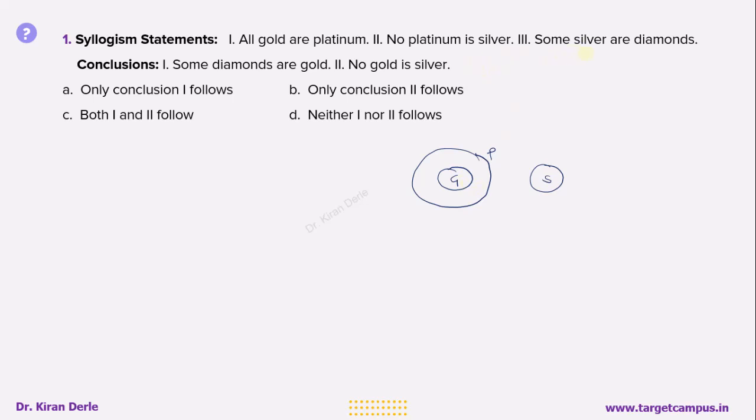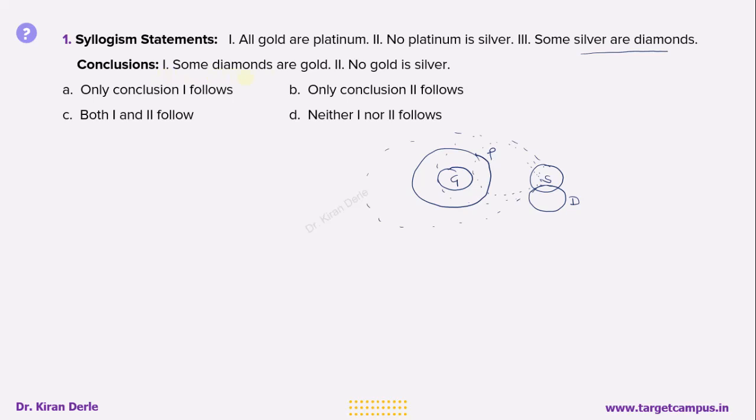I hope you understood. Some silver are diamonds. Now I'll draw the basic diagram that some silvers are diamonds, right? Now please try to understand. We do not know the scope of diamond. We do not have any criteria for a diamond circle. So some silver are diamond, and this circle can also go like this. This can be the diamond circle, or this, or this, right? Because we do not have any condition for the diamond circle, it can go anywhere like this, right?